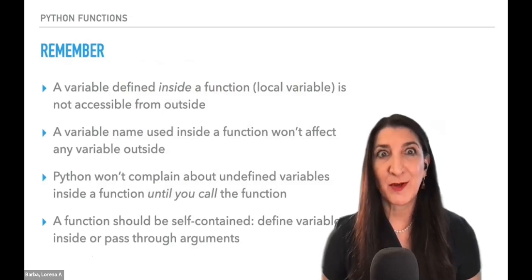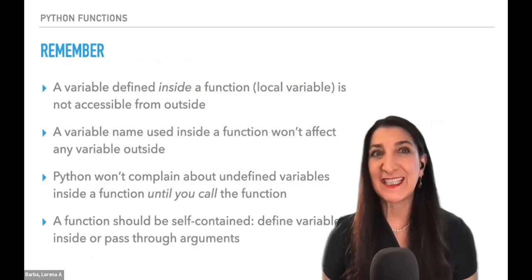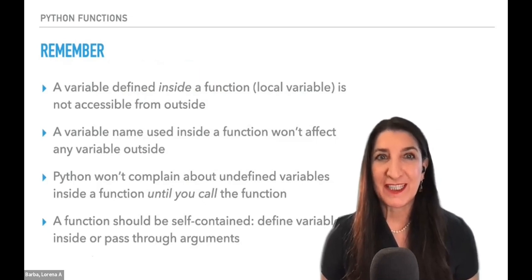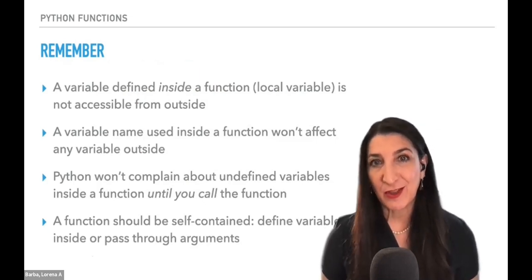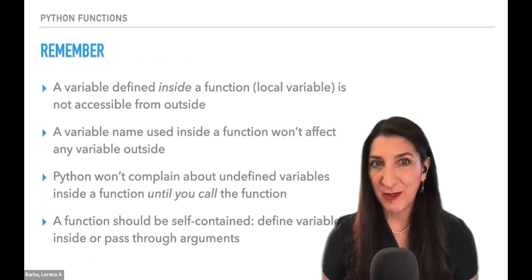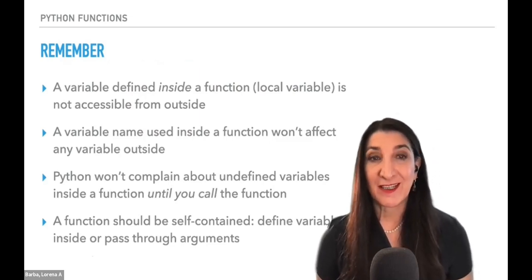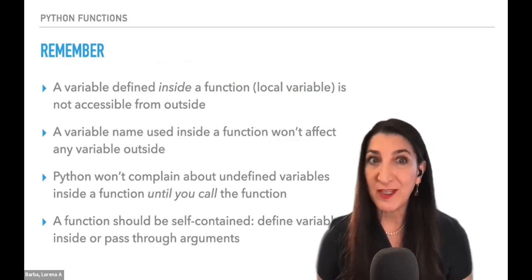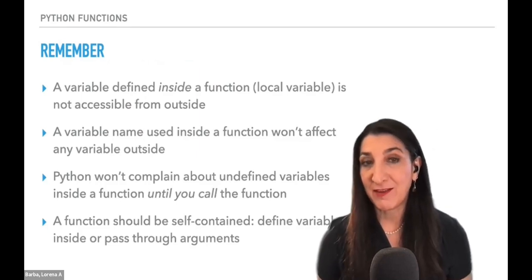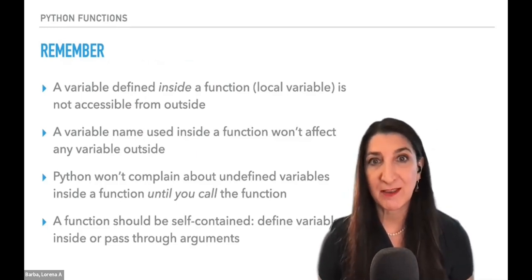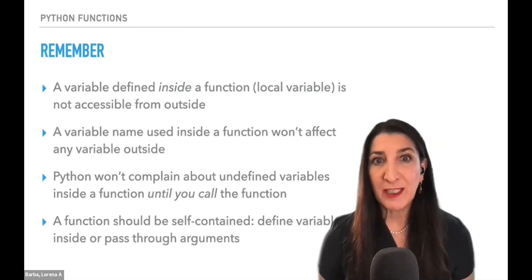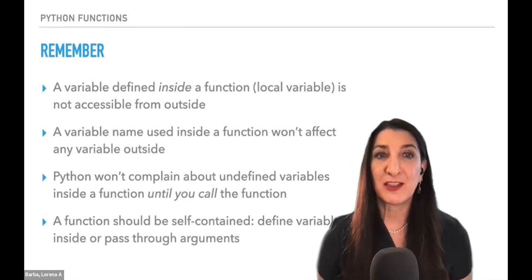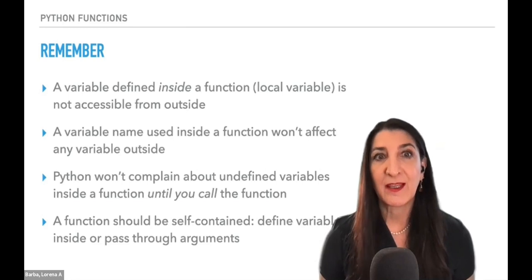So these are some notes to remember, these little tips. A variable defined inside a function is called a local variable and is not accessible from outside. A variable name that is inside the function won't affect any variable outside. So you may even reuse variable names and it's no problem. The global variable is not affected. But what happens inside the function? Python is not going to complain about undefined variables until you call the function. So sometimes you write a function, you will get no errors.